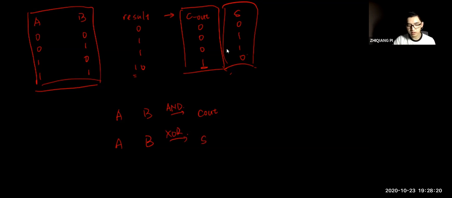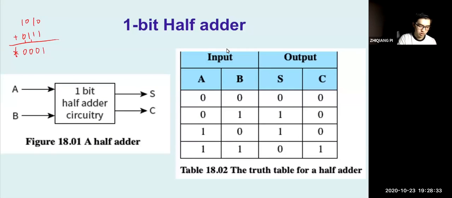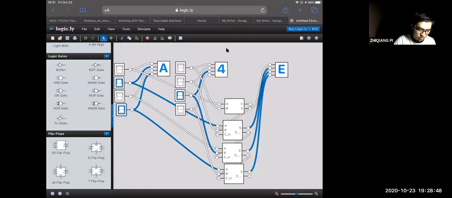So moving back to the slides, this is a prettier truth table of what we're trying to construct. The inputs are A and B, and the results are S and C, where S is the sum and C is the carry out. So let's actually build this in this beautiful app called logic.ly.